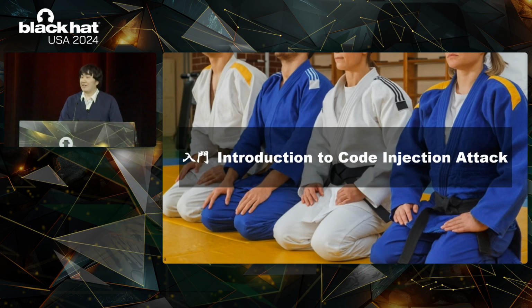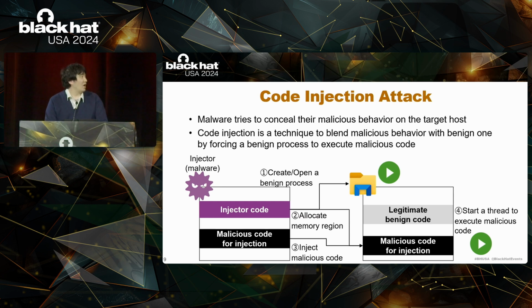Let me start with an introduction of existing code injection techniques. Malware usually tries to conceal its malicious behavior on the target host. Code injection is one of the techniques to achieve that. It blends malicious behavior into benign behavior by forcing a benign process to execute malicious code. Typically, malware opens a benign process, allocates memory, writes malicious code, and starts a thread to execute that.